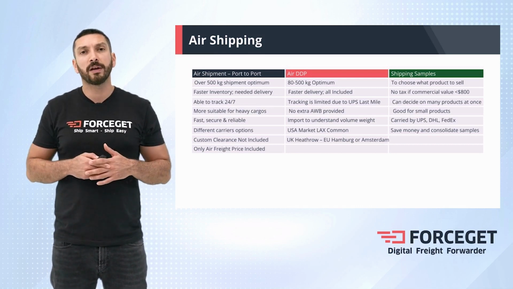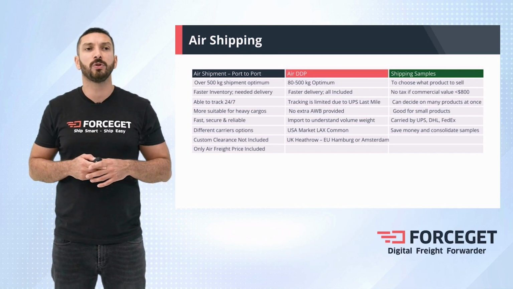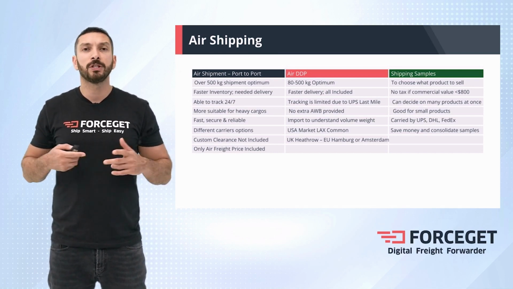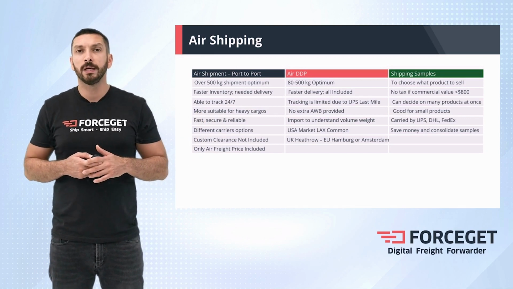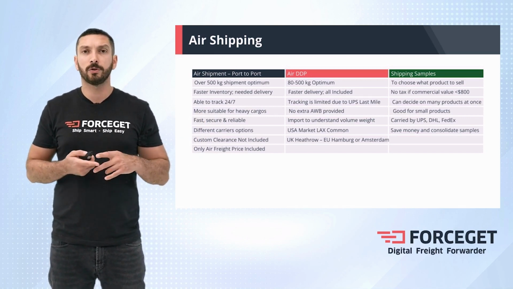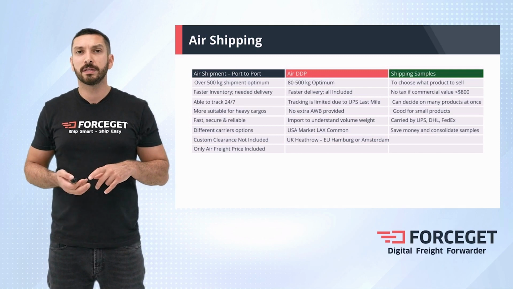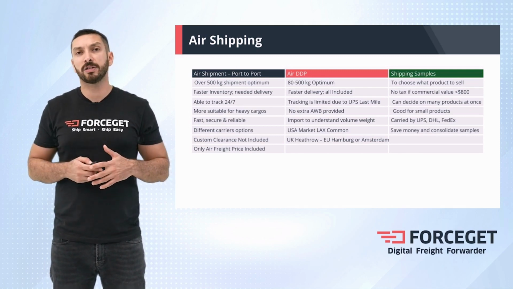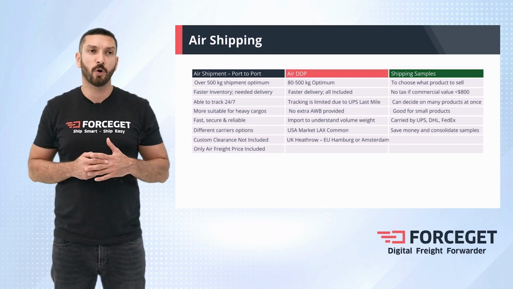You can choose fast, secure, and reliable shipments on this. You can choose different airlines. For example, if you're shipping out from China to Europe, UK, or US, you can use Turkish Airlines, Emirates, Cathay Pacific, or Qatar Airlines. All these airlines offer great service and really fast delivery options.